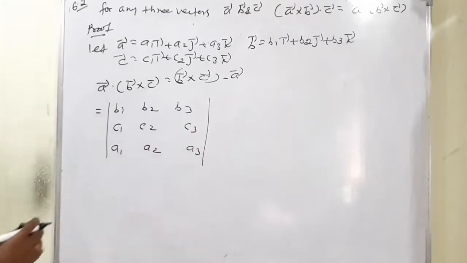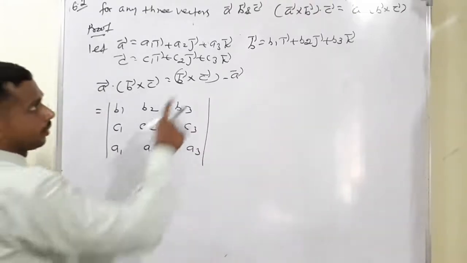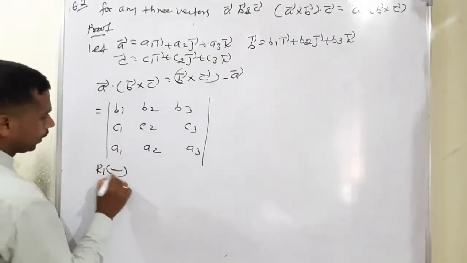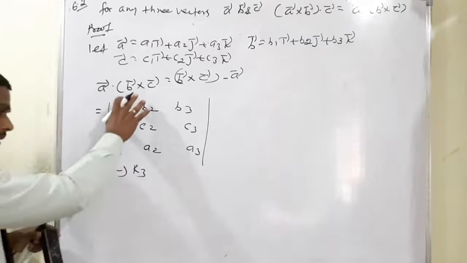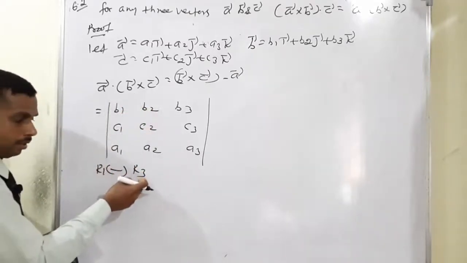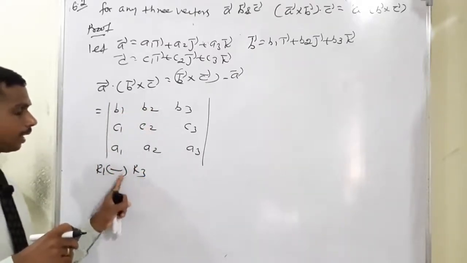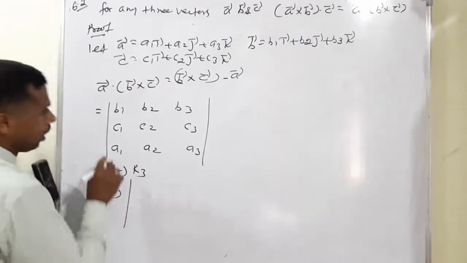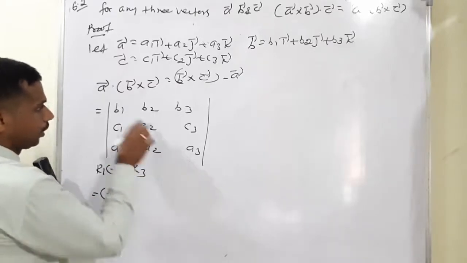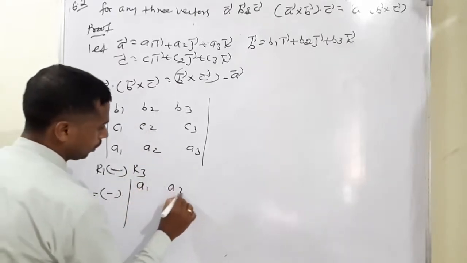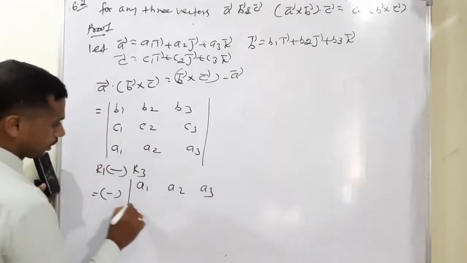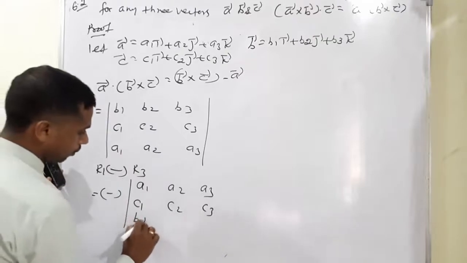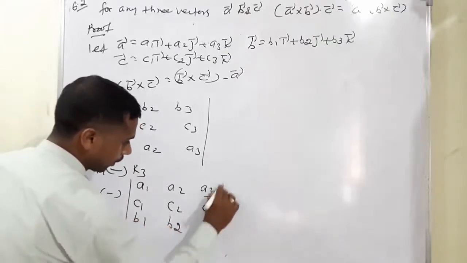Now look at this. We need A to start first, isn't it? Just interchange the first one and the last one, which means R1 interchange R3. The terms will be the same, but the sign will be changed, meaning a minus sign will be added. If you interchange R1 and R3, therefore minus sign into, A1, A2, A3 comes to the first row. Second row as it is, C1, C2, C3. Third row we can write B1, B2, B3.